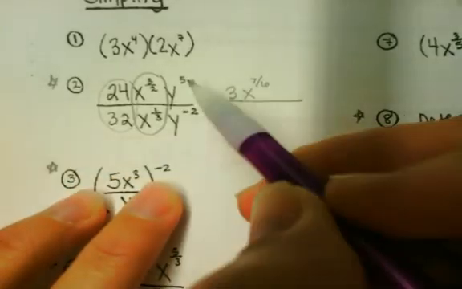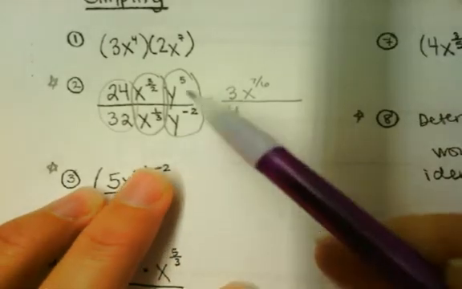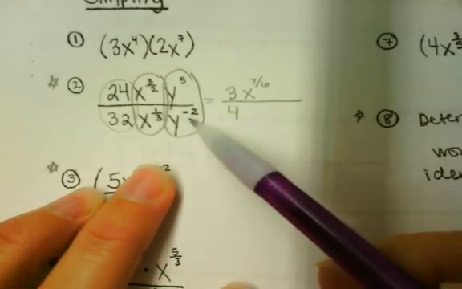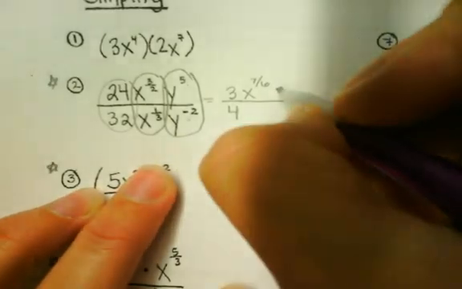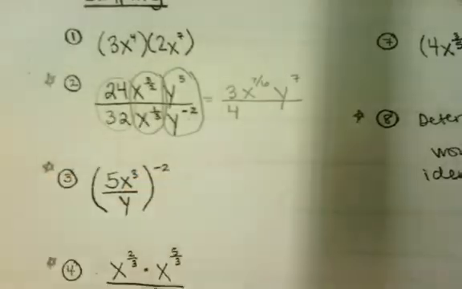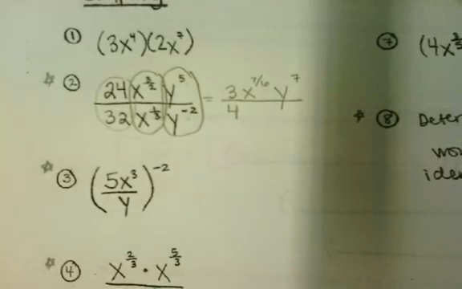And then here with the y's, the tricky part is 5 minus -2 is a double negative, which turns into 5 plus 2, which is y to the 7th, and that should match up with your final answer at the bottom. Okie doke?